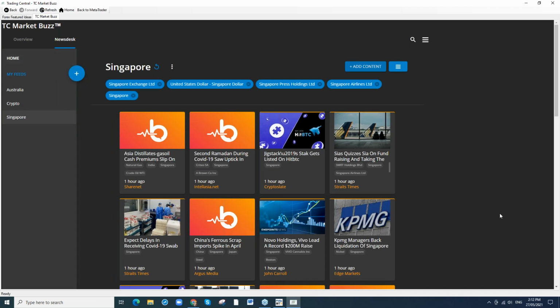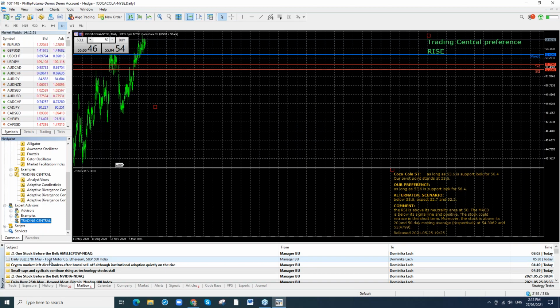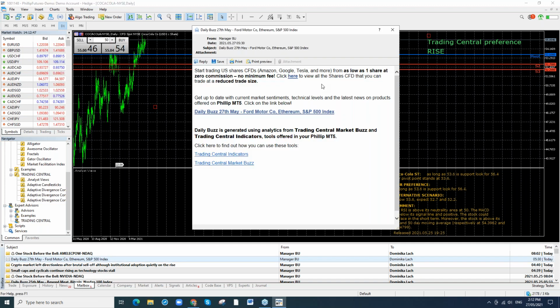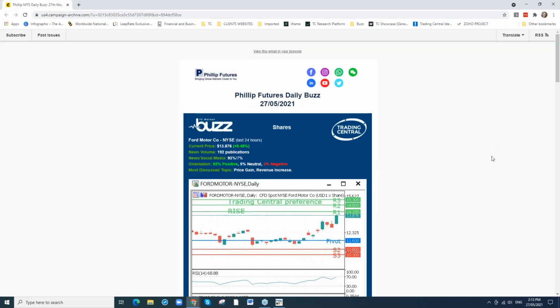All right, so that's TC Market Buzz. It's right there on the platform. I also wanted to mention that Phillip Futures is doing a great job because they are doing the overview of some specific instruments every day. And in the toolbox on the bottom of the platform, in the mailbox, you can find related news articles that they are creating for you. If you click here, this is the daily buzz from today. It will open on a separate page a report that looks like this.